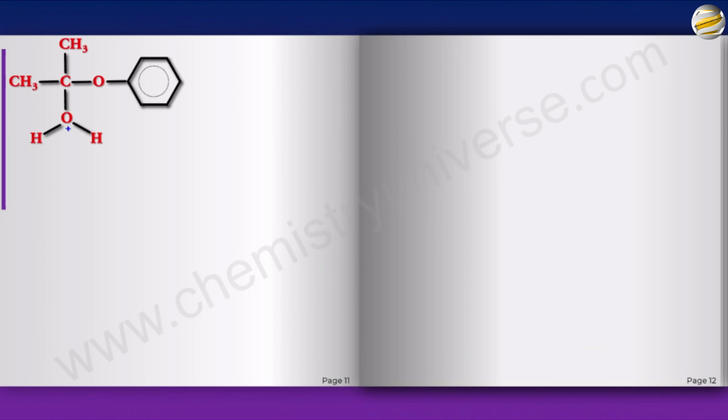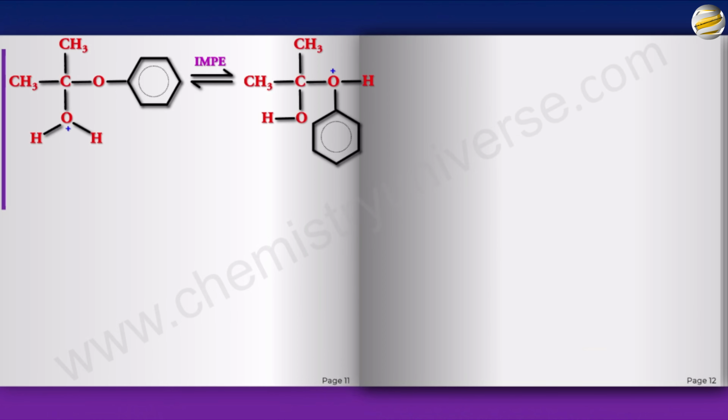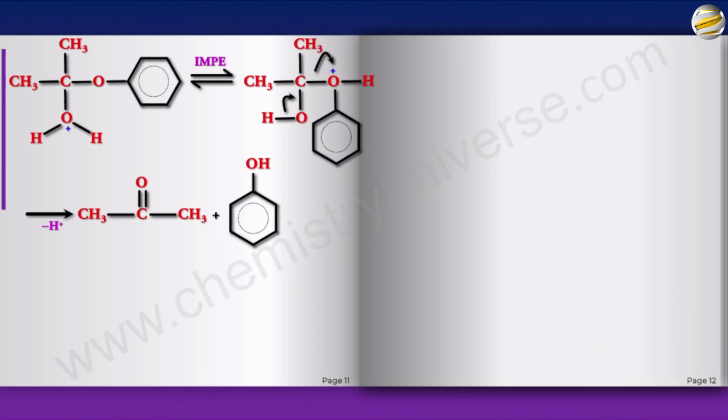And now there will be intramolecular proton exchange. The H plus will move to the oxygen attached to the benzene ring. And then you find that this H plus gets released, forming acetone, and this gets broken, forming phenol. So you get acetone and phenol. So I want you to go through this reaction once again, look at all the steps carefully, because now I'm going to give you a couple of questions based on this. And this is how it happens.